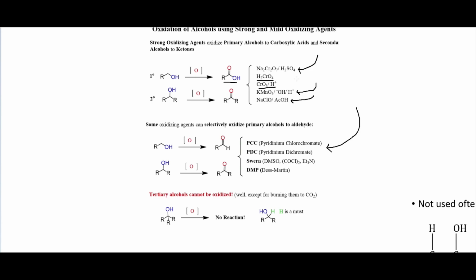So those are all going to give us the full oxidation, where some of these that we can use can stop at the aldehyde when we do it on a primary alcohol. So we talked about the PCC and the Swern here, and we talked about TEMPO, which isn't actually on this list right here. So these are all ways that we can oxidize alcohols into ketones, carboxylic acids, and aldehydes.